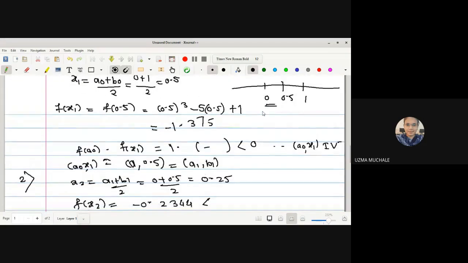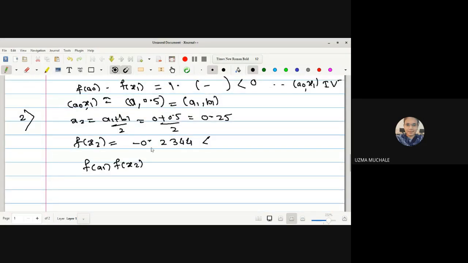So a0 is 0, and here we can say it is nothing but equal to 1 into that negative number, which is again less than 0. So what we can say now, the root lies in the interval 0 to 0.5, or we can say the root lies in the interval a1 to x2. Now let us rename the interval. You have to write down all the steps.